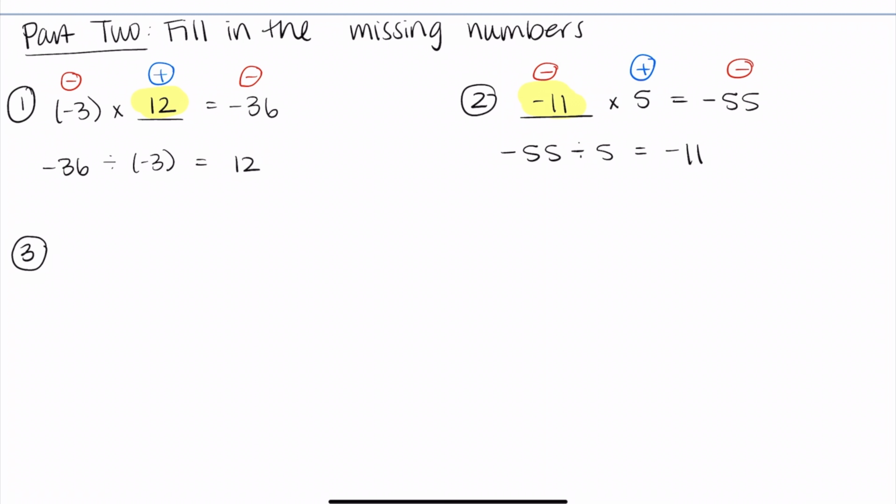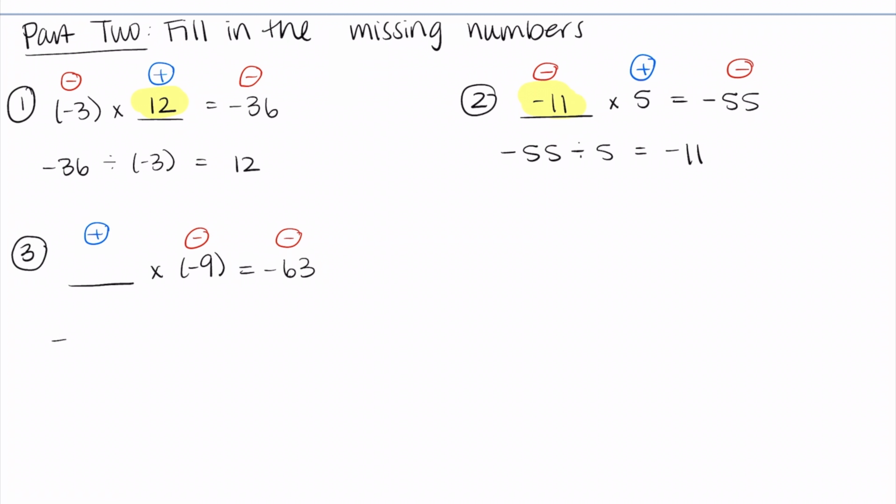All right, you guys, let's get into our third example now. For number 3, we have blank times -9 equals -63. So our -9 is negative, our answer -63 is negative. So that missing blank should be a positive number, right?